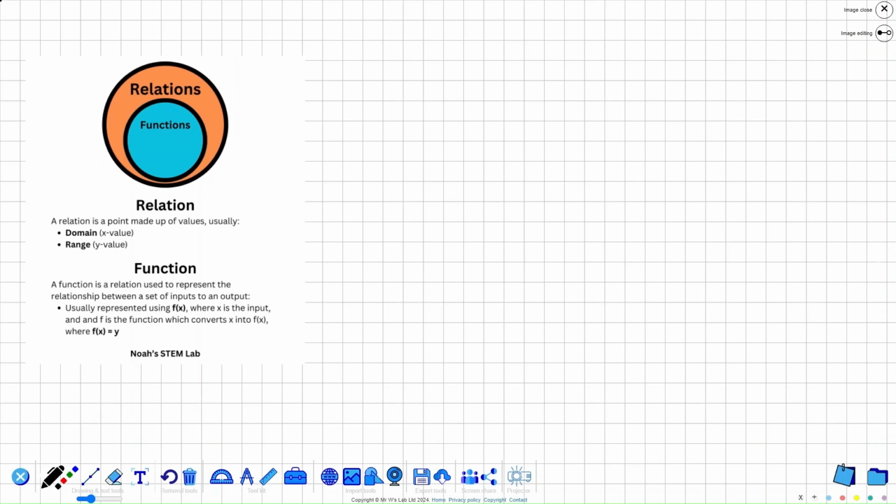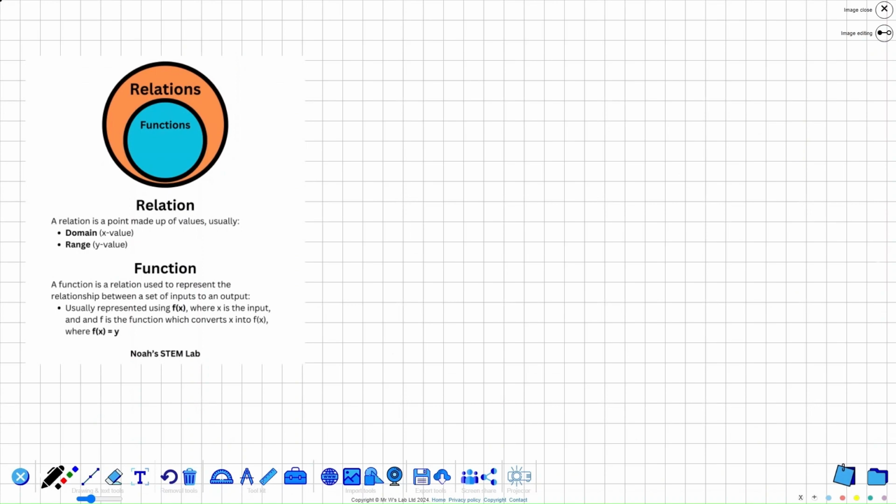Alright, so what are functions? As we can see on the graphic on the left here, functions are a type of relation. Going back to what you hopefully know already, a relation is a point made up of values, usually a domain, which is your x value, and a range, which is your y value. A function is a relation used to represent the relationship between a set of inputs and an output.